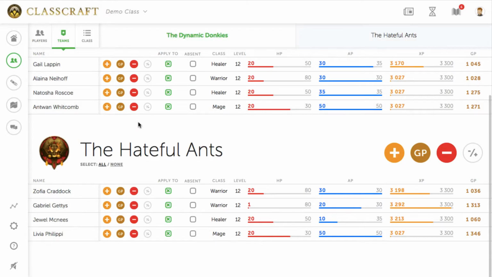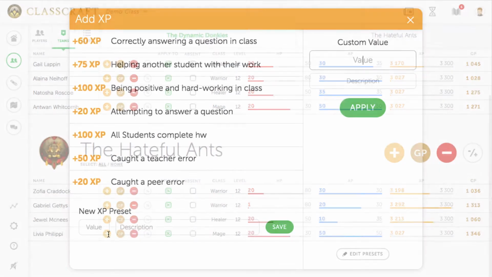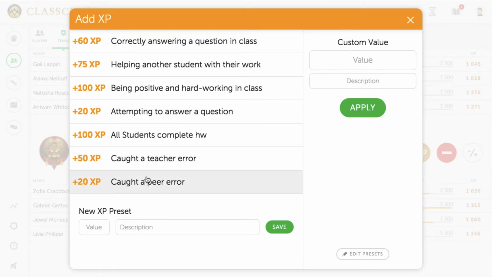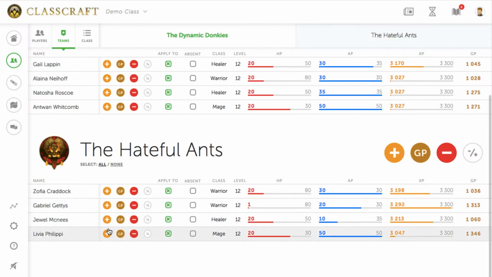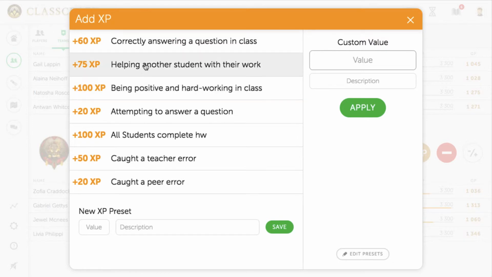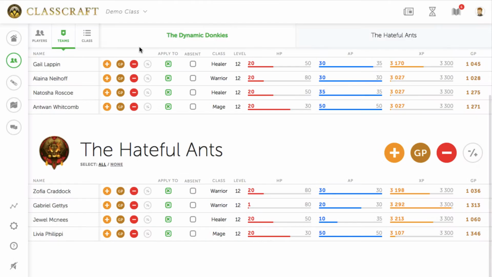So she attempted to answer, and let's say Livia corrected the answer, so she caught a peer error, and eventually she did get it correct as well. So she correctly answered the question. So that's how that warm-up would work.